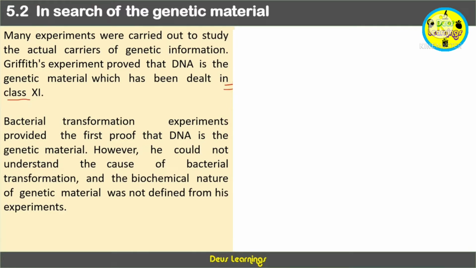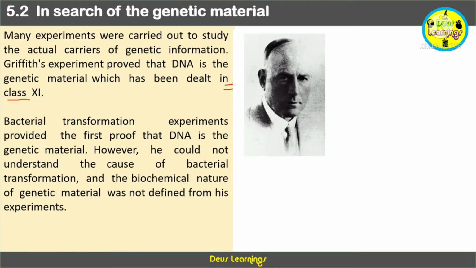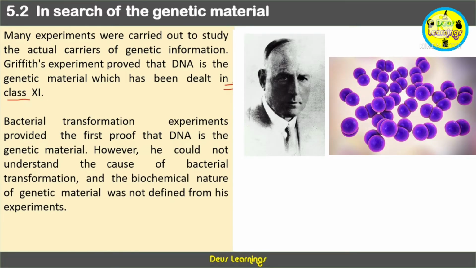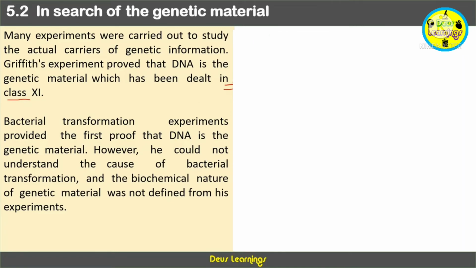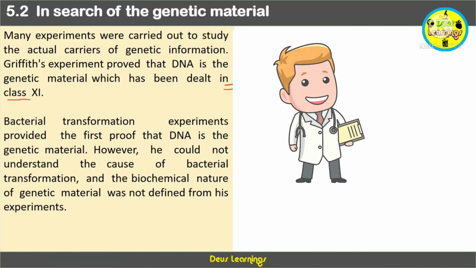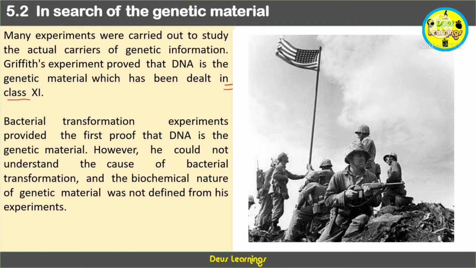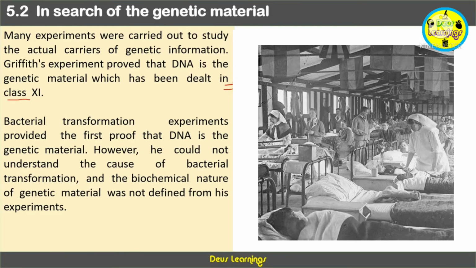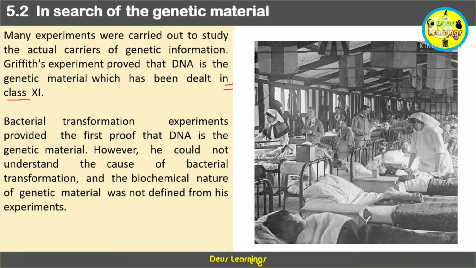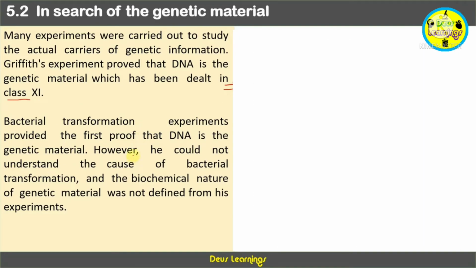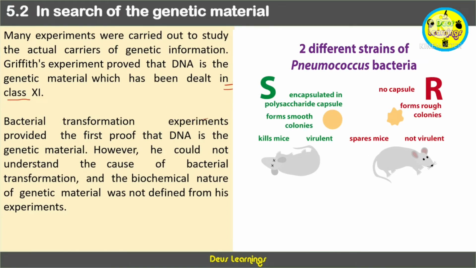If you go back and check the experiment of Griffith, he was working on pneumococcal bacteria that cause pneumonia. Griffith was a physician, and this period was just before the World War, when lots of people were dying of pneumonia. So Griffith did lots of experiments to understand how this strain causes infection. He isolated two types of strain. One was the smooth strain, because its cell wall was smooth, and the other was the rough strain, which lacks some kind of polysaccharide.